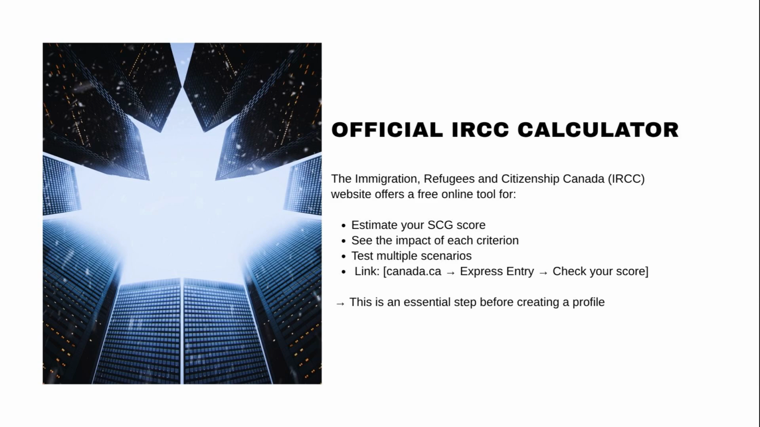To help you, the Canadian government offers an online CRS simulator. It's a free tool, available on the official Canada.ca website in the Express Entry section. You enter your data and get a very precise estimate of your score. You can even test several scenarios: if you improve your English, if you add a diploma, if you get a provincial nomination. It's an essential tool before creating your profile because it allows you to build a truly personalized strategy. I strongly recommend that you use it and update it regularly.